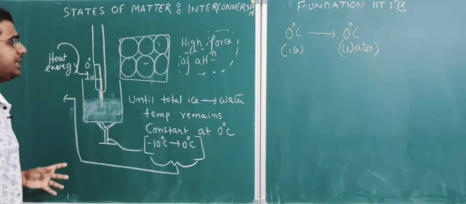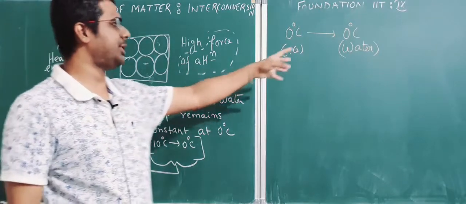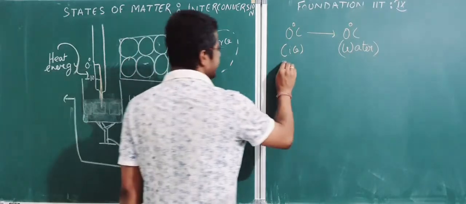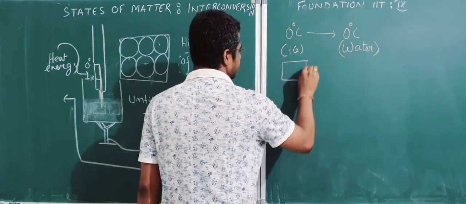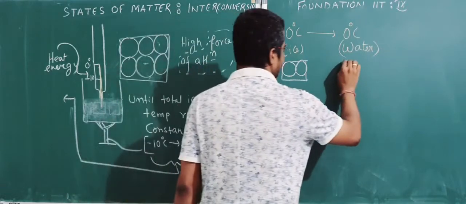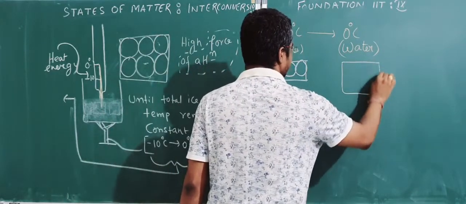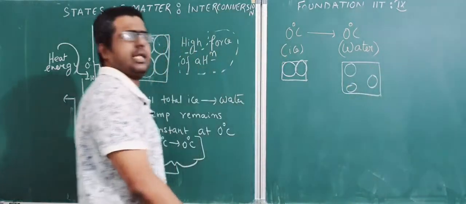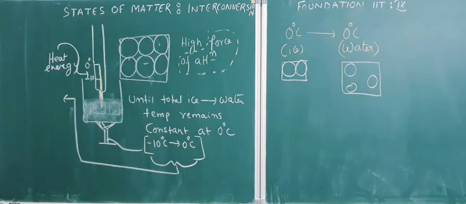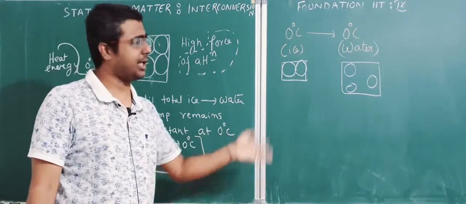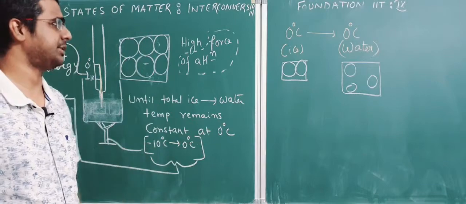So definitely, what is the difference between ice and water? The difference is, in ice the molecules are closely packed. In water the molecules are not so closely packed, right? It is like this. Clear? So that is the difference, nothing else. Ice and water, closely packed and not closely packed, solid and liquid, simple.